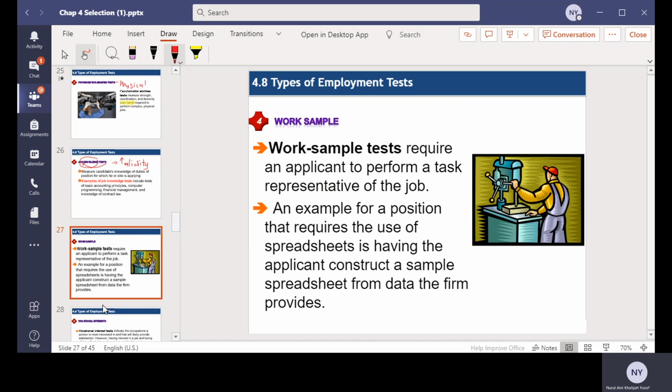All right, and then number 4 is the work sample test. This one requires an applicant to perform a task representative of the job. Let me highlight this one.